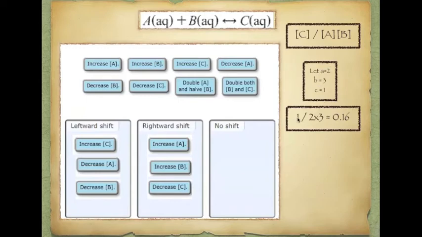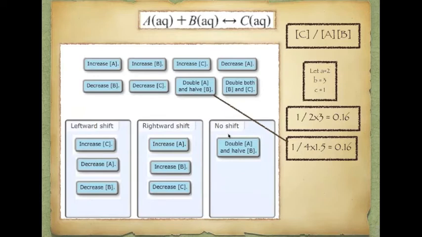But let's have a look at what happens when we double A and halve B. So if we double A it becomes 4, halve B, it becomes 1.5. Looking at that, we get our Q value as being 0.16. This happens to be exactly the same as our equilibrium constant. Because we said this was at equilibrium, if we change it, what happens to our K value? It stays the same. What this means is there's going to be no shift. So this one gets put into our no shift column because our Q value doesn't change.